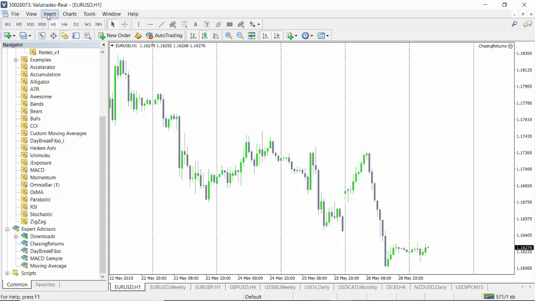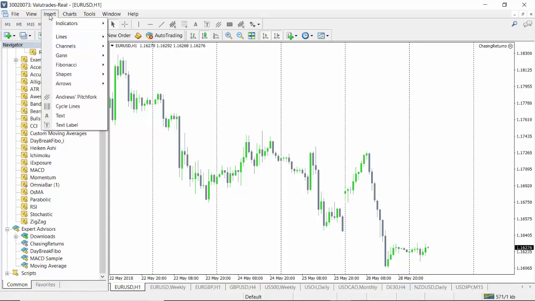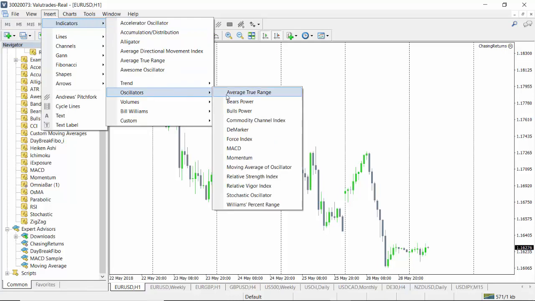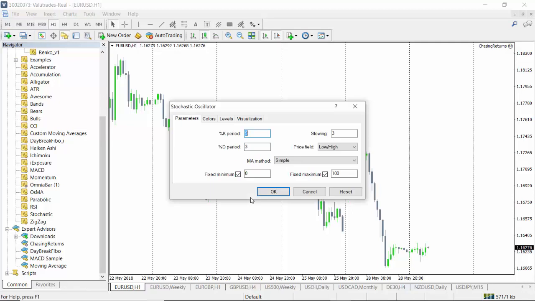We go to Insert, Indicators, you look at oscillators, and you see there's a wide range of oscillators available. And by the way, we already did a video on MACD. If you want to have a look at that, please look at that other video. But today we are talking about the stochastic oscillator. And I can show you what the settings are here by editing it.